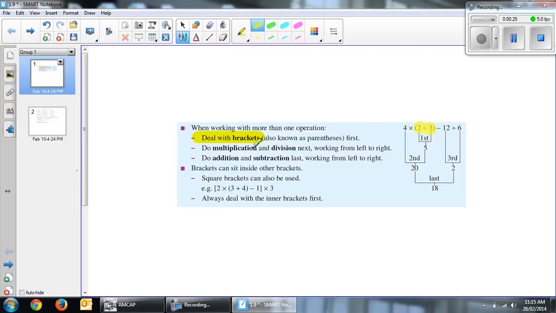You do multiplication and division next, working from left to right. All that means, working left to right, is if you have an expression that says 4 divided by 4 times 3, you just do the divided by first. These two can come in any order, it just happens what order they are in the sum. Do addition and subtraction last, working from left to right. Once again, they can come in any order in your expression. It just means that if you have a minus before you have a plus, you do the minus first. But if they were switched around, obviously it wouldn't matter that way either.